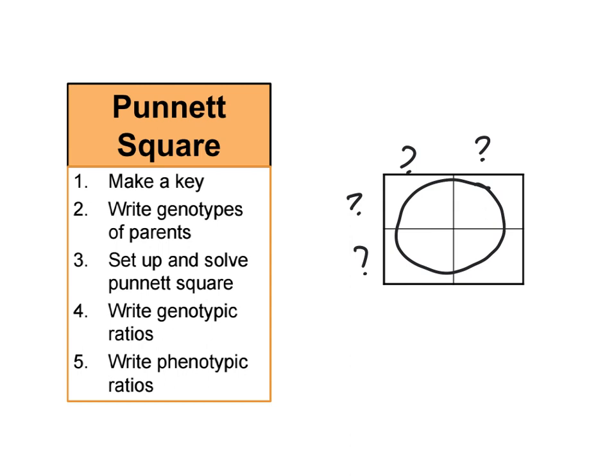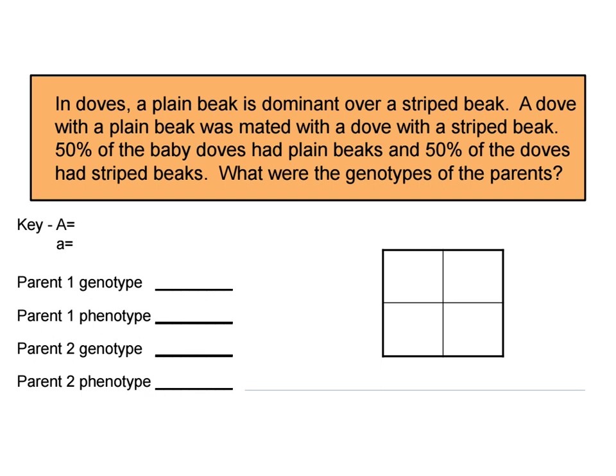We simply may not do them in the same order that we do when we have the information about the parents. So again, we're going to start by reading the problem. In doves, a plain beak is dominant over a striped beak. A dove with a plain beak was mated with a dove with a striped beak. 50% of the baby doves had plain beaks, and 50% of the doves had striped beaks. What were the genotypes of the parents?